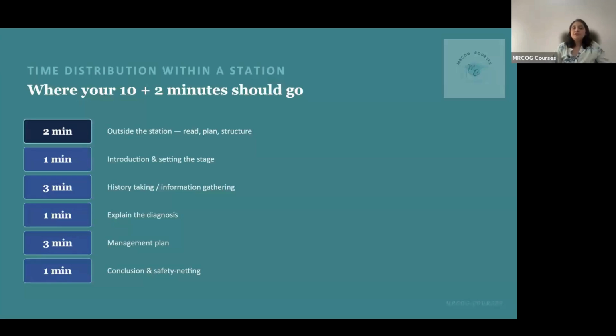Now, what is the distribution? Where should your 10 plus 2 minutes go? Two minutes outside the station: read, plan, and structure. This 2 minutes is where the complete task should go through your mind. You should go through the complete task, like I'll start with this, then move on to this, okay, this is this. So you can revolve the complete thing in your mind. And this 2 minute practice should start from the very first day, because 2 minutes is a very, very small time and you have to utilize it to the maximum.